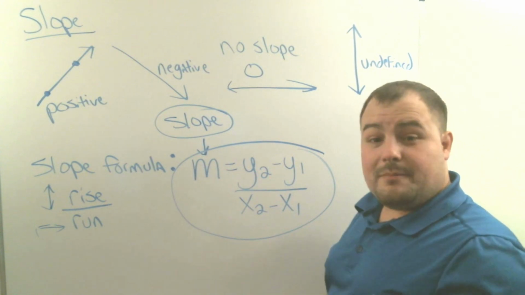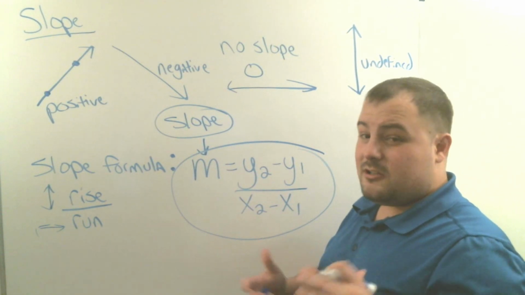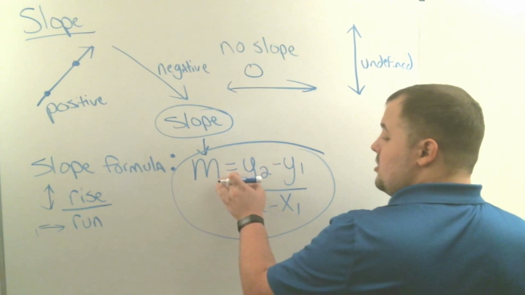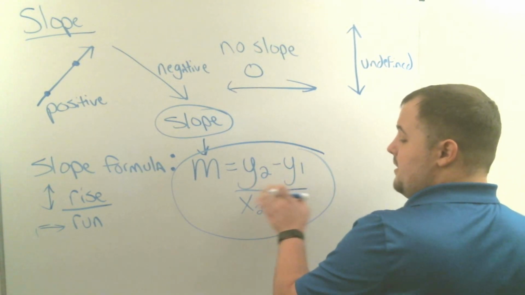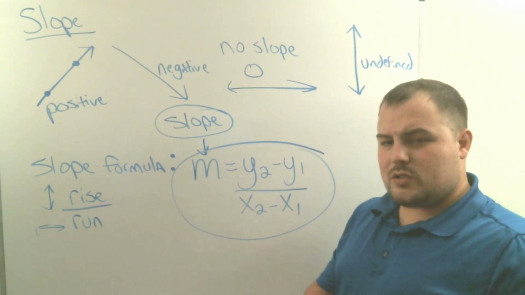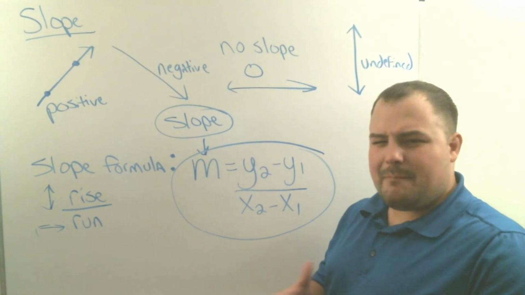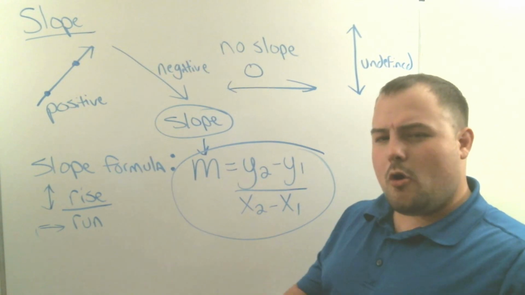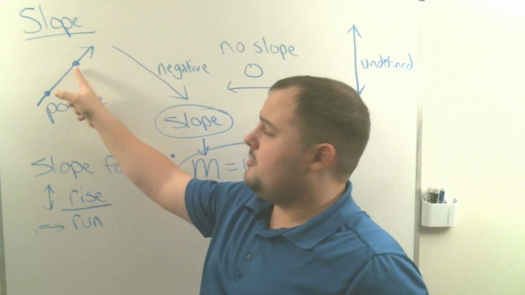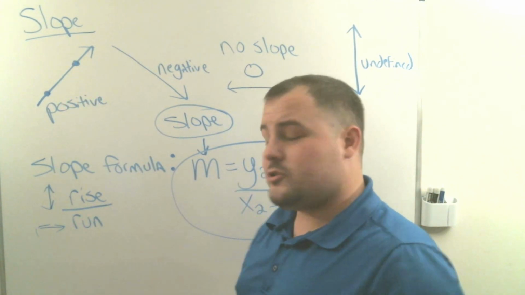Now the bigger the number, the steeper the line. The smaller the number, the less steep the line. So our slope is going to equal y2 minus y1 divided by x2 minus x1. Now, those letters might not make too much sense, but slope is how we find the vertical change from one point to another point, as well as the horizontal change.